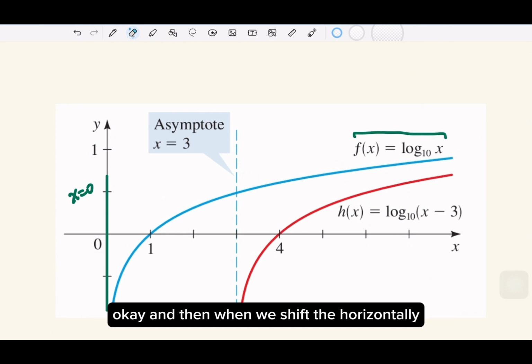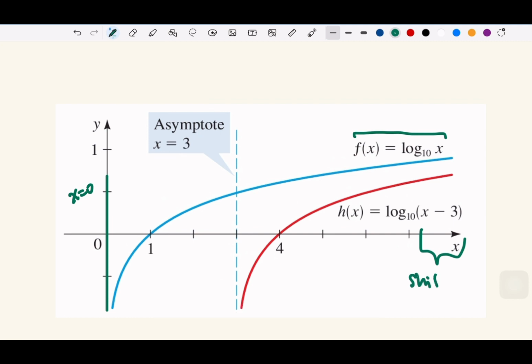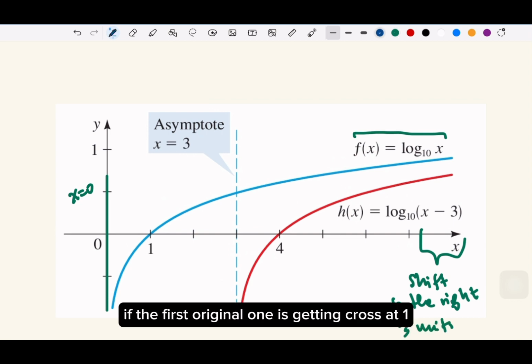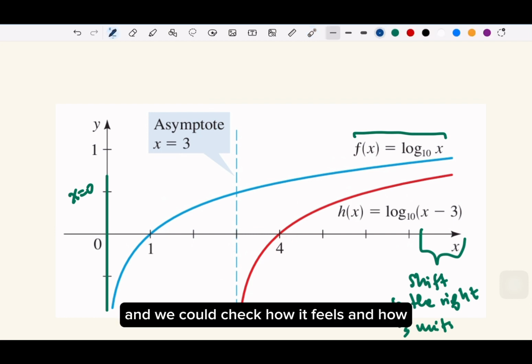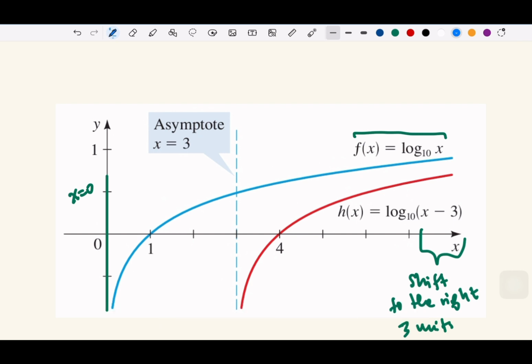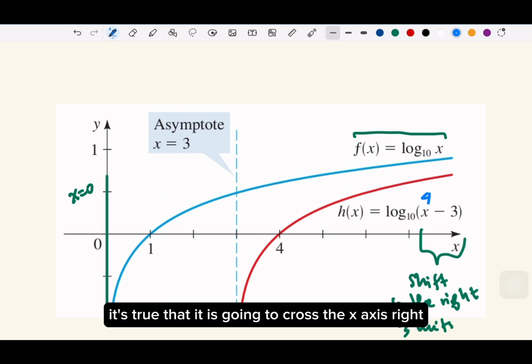Then when we shift horizontally, for example, here we shift to the right 3 units, which means that if the original one crosses at 1, we are going to cross at 4. And we could check. Every time you are transforming your function, you could always check, just putting the x back in here, and you'll see that it equals 1, which means the log is 0. So it's true that it is going to cross the x-axis, right?